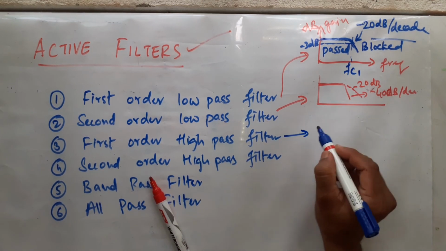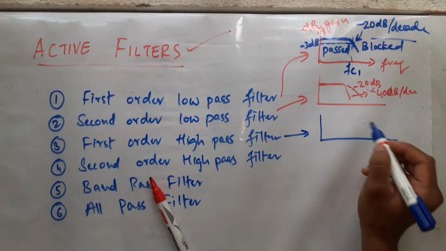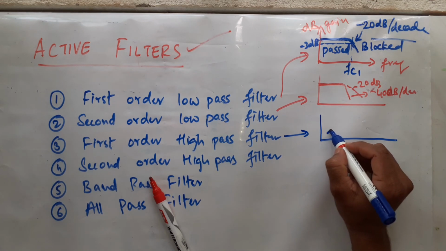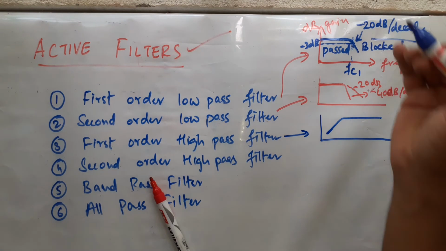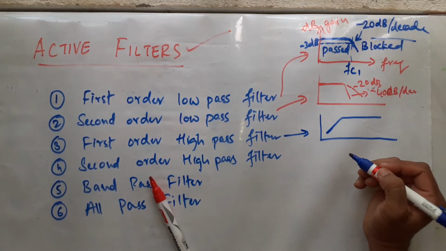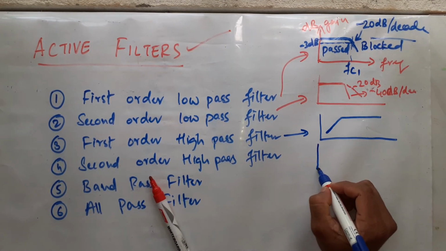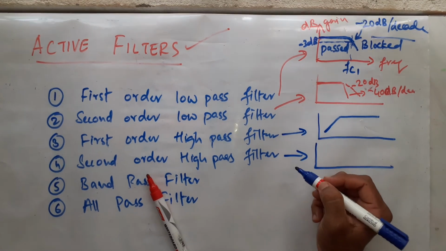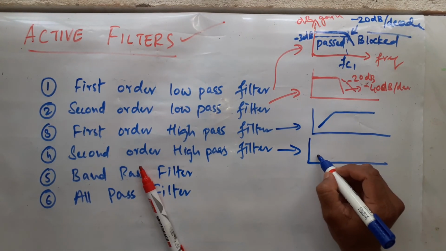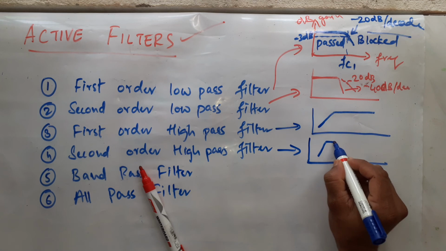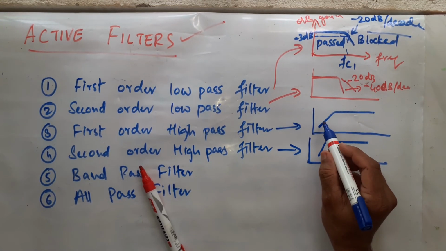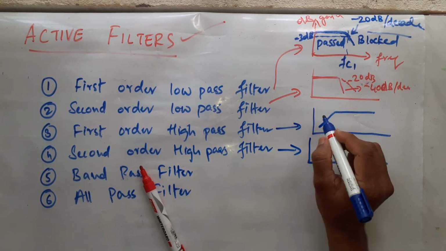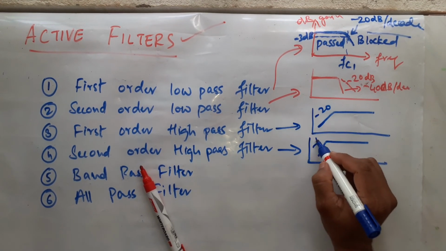Now let us see what we have here. High pass filter. In a high pass filter, the lower portion will be blocked and the higher will be passed. Opposite of this. Okay. And second order will be like this. Here the slope is more, right? So this is minus 20, this is minus 40 dB.